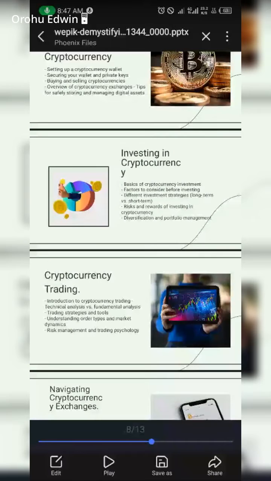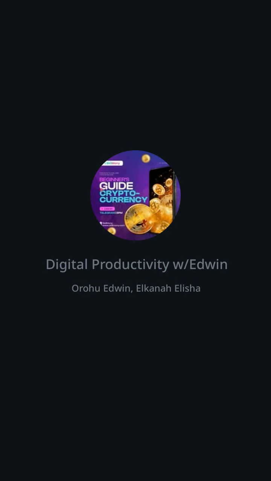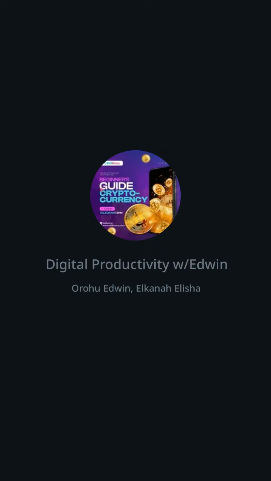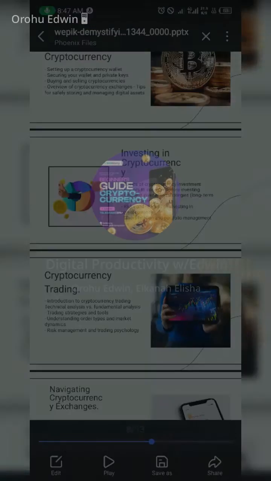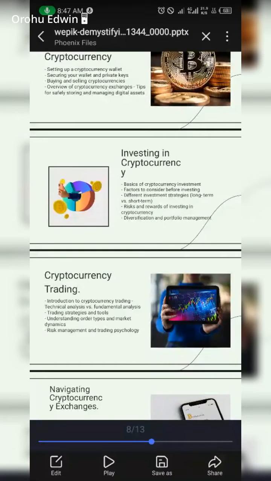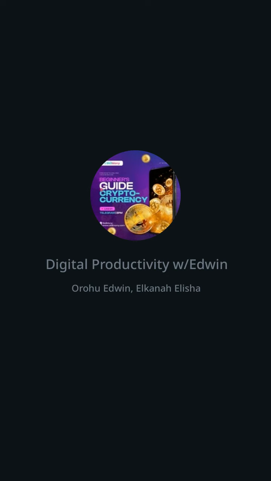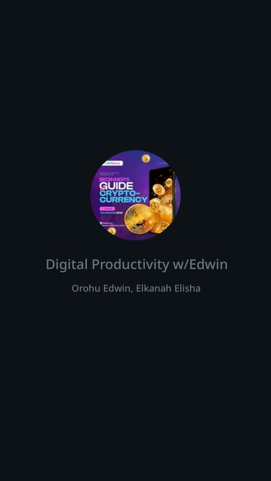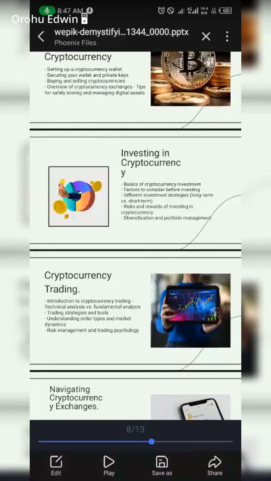Then portfolio management, this is very important. You need to regularly monitor and rebalance your portfolio to align with your investment goals and market conditions, right? So do you have plans to take profit when you get to ×2 of your portfolio? If you have plans of taking profit, once you see it, take profit, right? So these are very important factors in terms of investing in cryptocurrency.